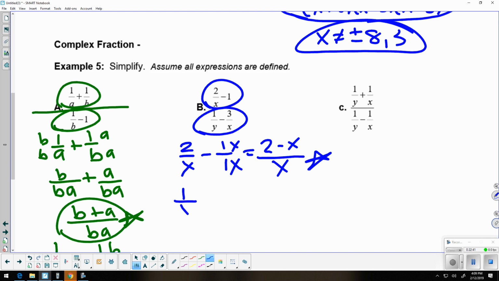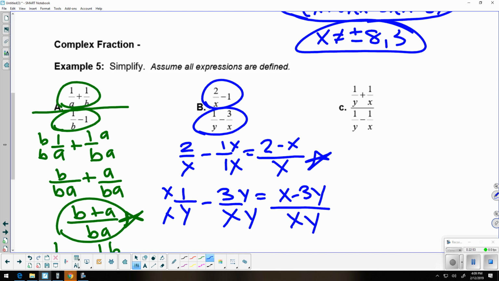Do the same thing now with the bottom. So we have 1 over y minus 3 over x. Get your common denominator. So first one needs an x. Second one needs a y. So this would be x minus 3y all over xy. So there's my new denominator.